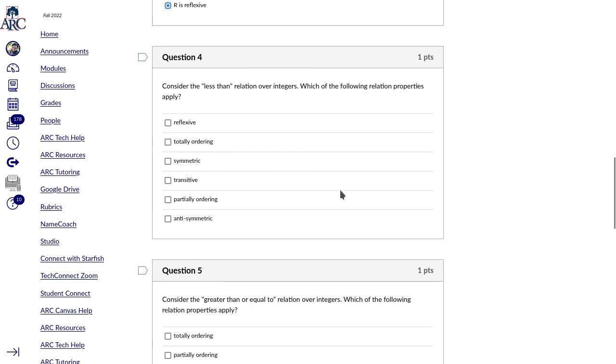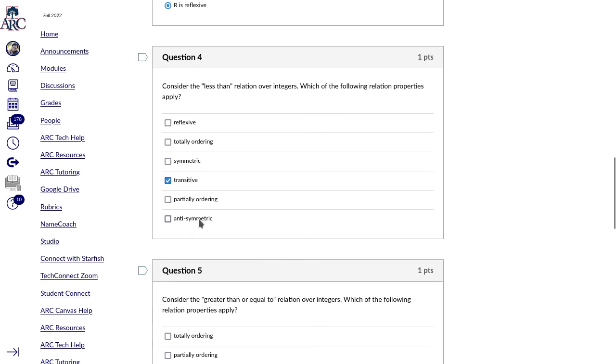Question number 4. Consider the less than relation over integers. Which of the following relation properties apply? It is certainly not reflexive because a value is not less than itself. So reflexive is out, which also means partially ordered is out automatically, which also means totally ordered is out automatically. It is not symmetric because 1 is less than 2, but 2 is not less than 1. It is transitive because if A is less than B and B is less than C, then A is less than C. That makes sense.